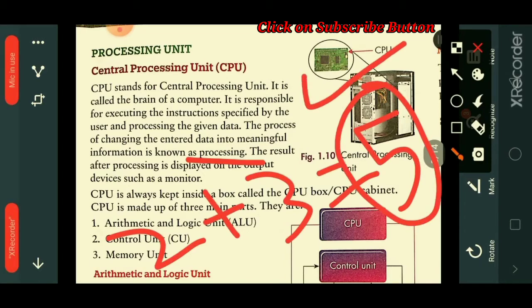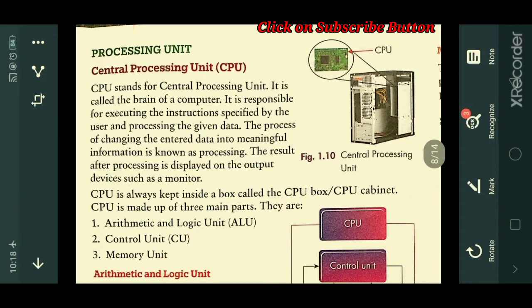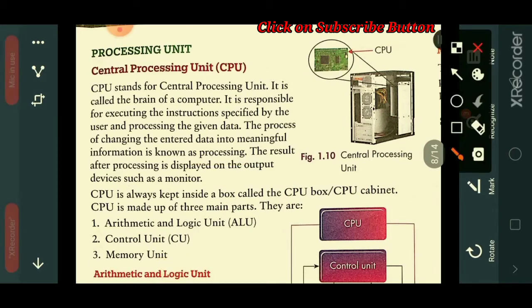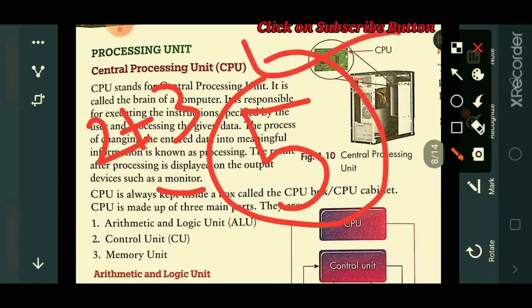This is the meaningful information, right? This meaningful information is known as processing. The result after processing is displayed on an output device such as a monitor. So once it processes 2 plus 3, it displays the output 5 on your monitor.